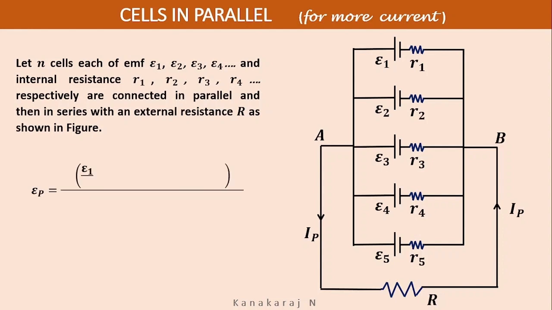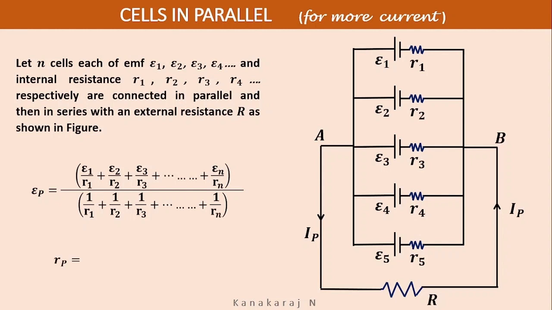Epsilon P equals epsilon 1 by R1 plus epsilon 2 by R2 plus epsilon 3 by R3 plus ... plus epsilon n by Rn divided by 1 by R1 plus 1 by R2 plus 1 by R3 plus ... plus 1 by Rn. Now Rp equals 1 divided by 1 by R1 plus 1 by R2 plus 1 by R3 plus dot dot dot plus 1 by Rn. Let us highlight the important equation.